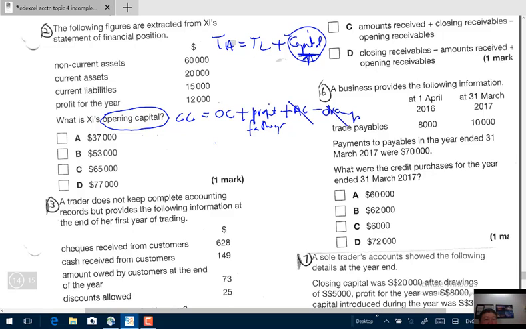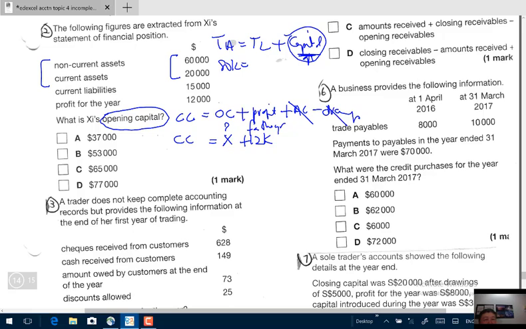So what do we have? We don't know the opening capital. I call it OC. The closing capital, I have to find out. The profit for the year, I know. Now to find X, which is the unknown, the opening capital, I first have to find the closing capital. To find this closing capital, I look at my total assets here.